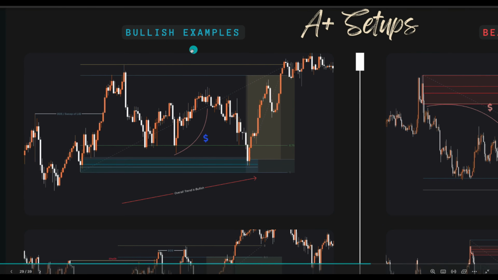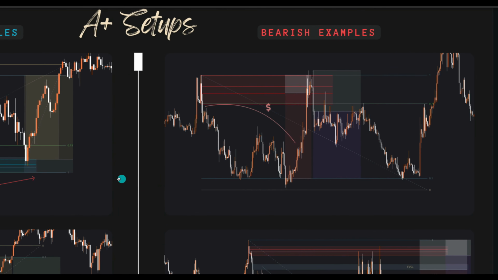So here's a bullish example, right? We have a breakup structure or sweep of liquidity, and we're going in the direction of the trend, because the overall trend is bullish. What do you have here? Some liquidity. We draw up a fib. We have a fair value gap and an order block. Set that limit order here. Target that first TP. Beautiful, right?